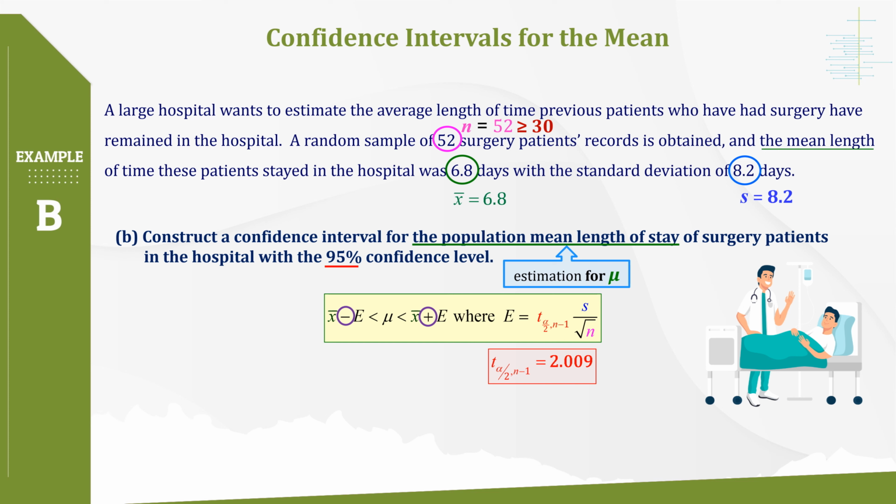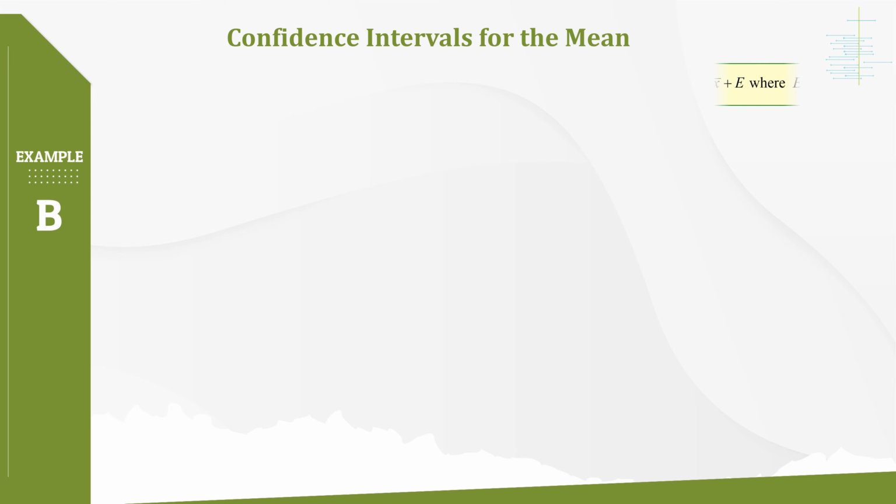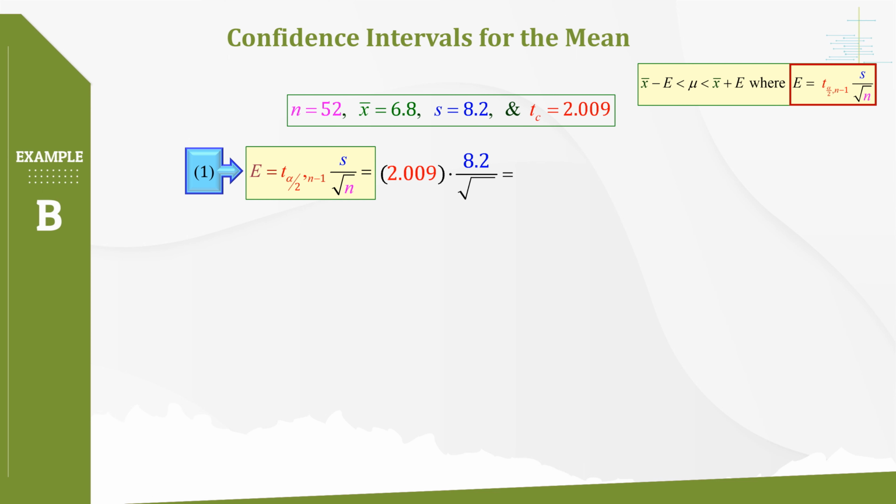Once we have found the critical value, organize all 4 values in preparation for the next step. Again, you can use the t sub c notation for the t critical value instead of the above notation. Here are the formula and organized values. Step 1. Calculate the margin of error. Substitute the critical value, standard deviation on the numerator, and the sample size inside of the root symbol to get 2.28450 and so on. If there are no specific instructions in the question, round it to the same number of decimal places as the mean. In this question, it will become 2.3.